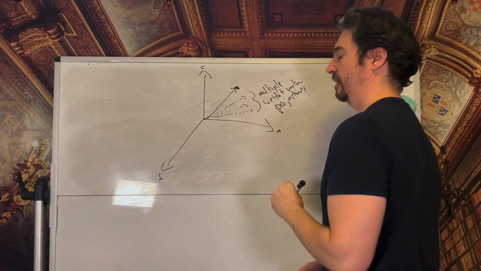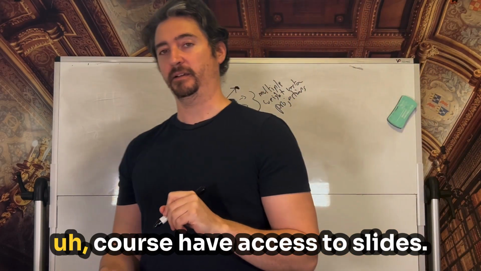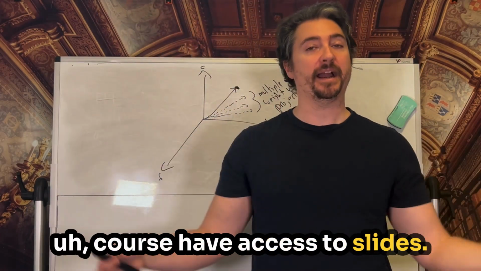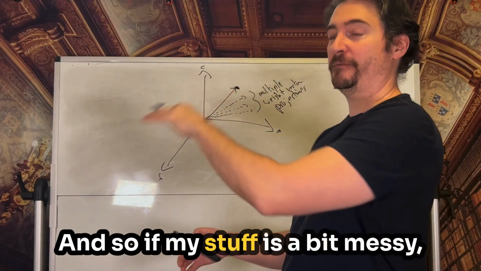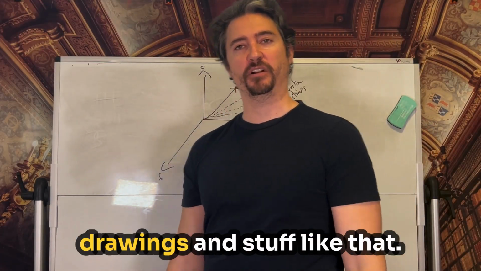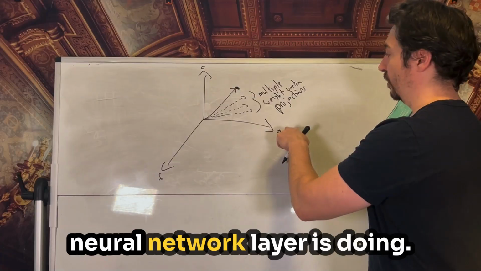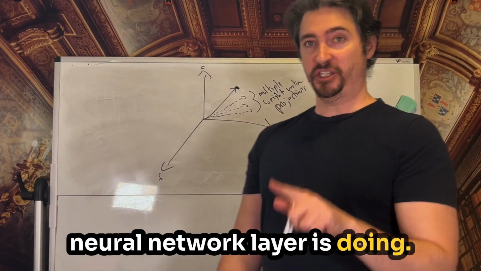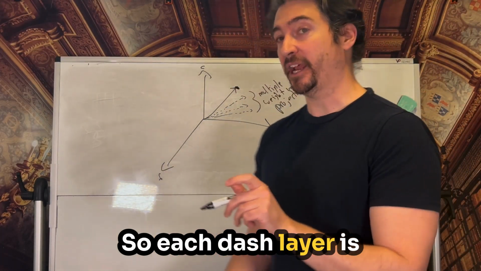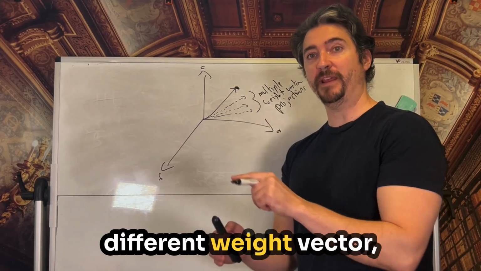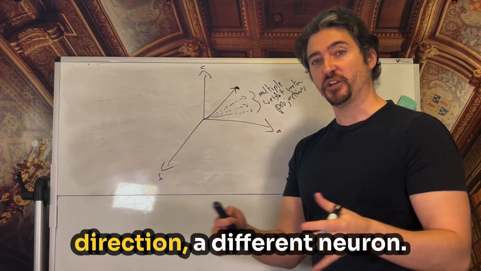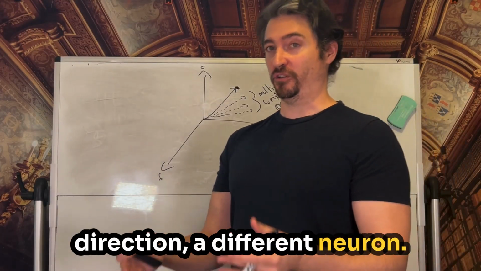By the way, people who take this course have access to slides, so if my stuff is a bit messy, you'll get clean versions of my drawings and stuff like that. This is actually what one neural network layer is doing. Each dashed arrow corresponds to a different weight vector, a different projection direction, a different neuron.